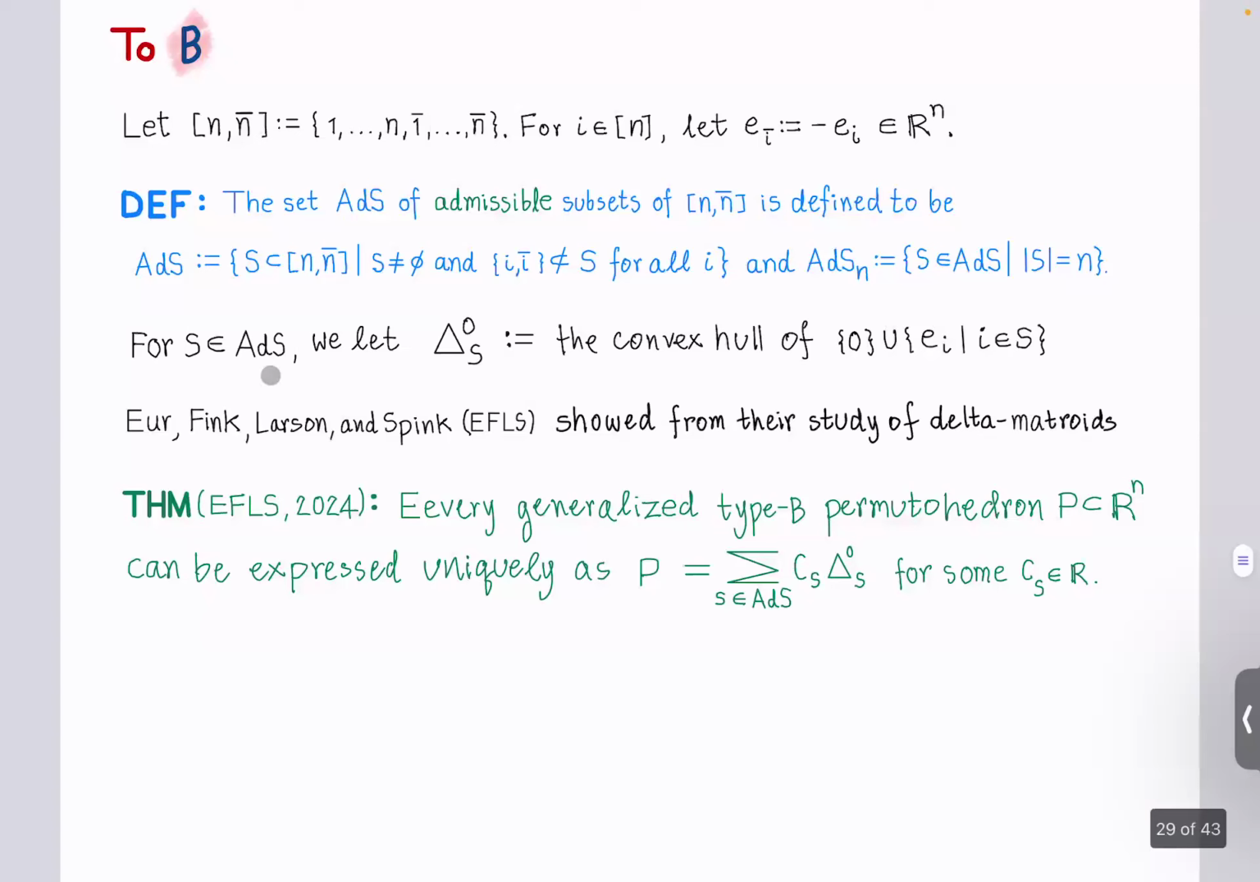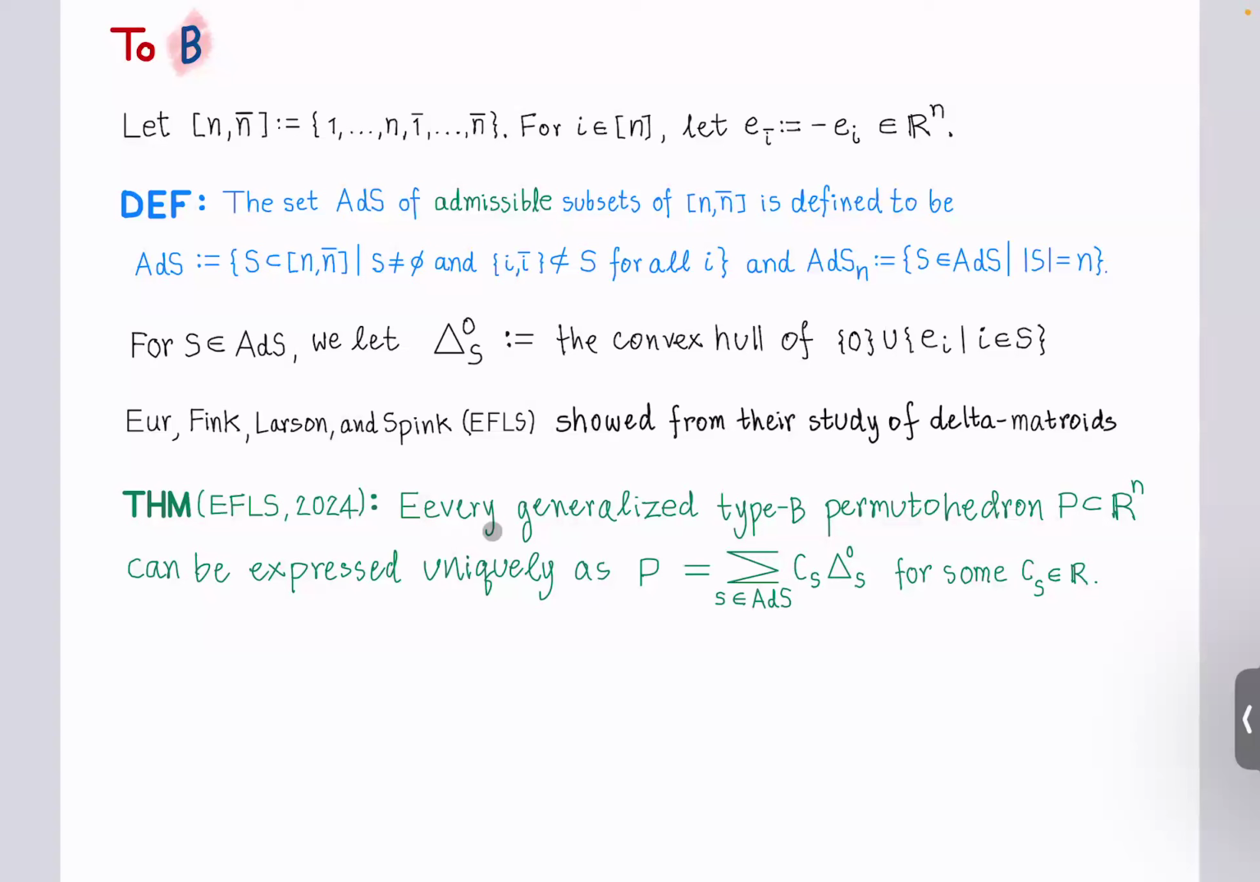And for S in the set of admissible subsets, we let Delta_S^0 be the convex hull of 0 and e_i for i in S. So this is a standard simplex in R^n. And recently, Fink, Larson, and Spink, which I will denote FLS, showed from their study of delta-matroids the following theorem.